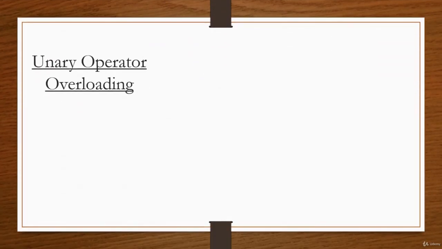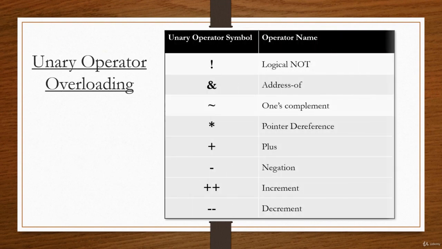Here are some of the ones that you can overload. We'll start with the unary operators, and this includes a logical not, the negation, the increment and decrement operators, and a couple of others, as you can see. I won't be demonstrating every one of these, but I'll give you the foundation so that if you need to go and overload another one, you'll have a basic understanding of how to do that.